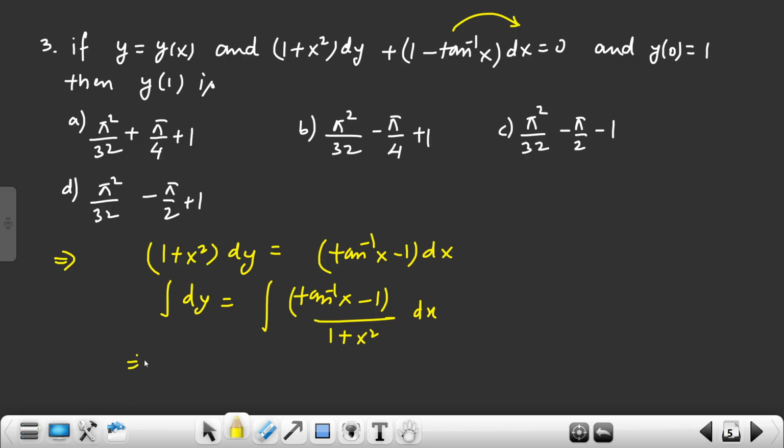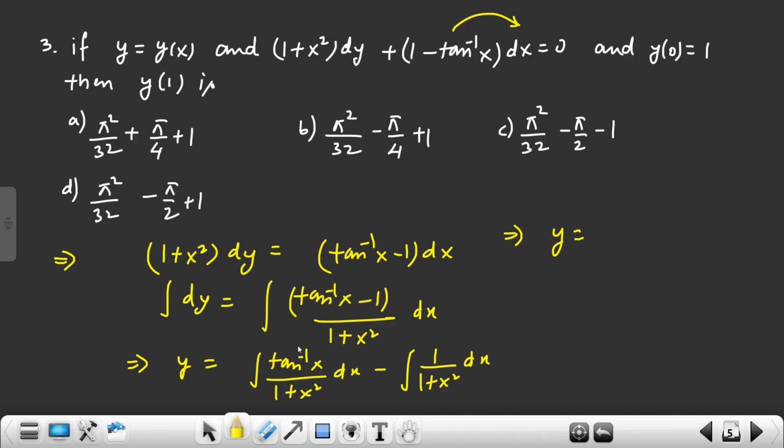So now simple, integration of dy is y. Now separate it: tan inverse x by 1 plus x squared dx minus 1 by 1 plus x squared dx. Now y equals, if I put tan inverse x as t, this will get cancelled easily, right? Because the differentiation is below, the substitution method, you know already. So tan inverse x I will put as t, this will get cancelled. So integration of t is t squared by 2 basically. So it is tan inverse x squared by 2 minus tan inverse x plus c.